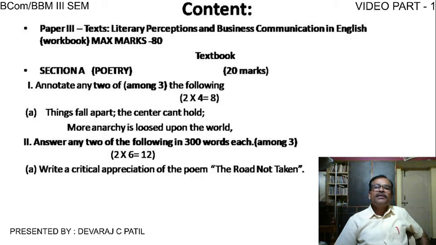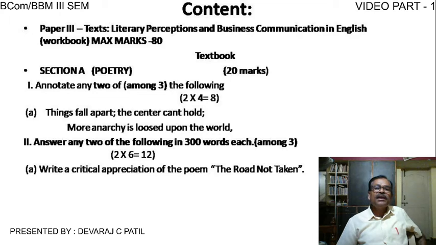See, the textbook contains two parts. One is poetry, another is prose. And for the other part, section C, the business communication, there shall be another book that is called the workbook. In the textbook, there shall be 5 poems, and there will be 5 prose units. And these two parts will carry 50 marks. Let us see. Section A, poetry.